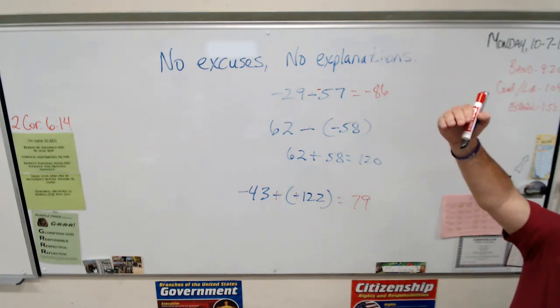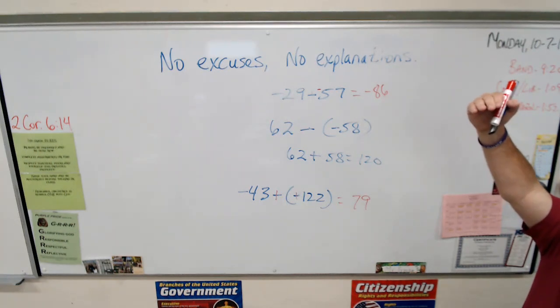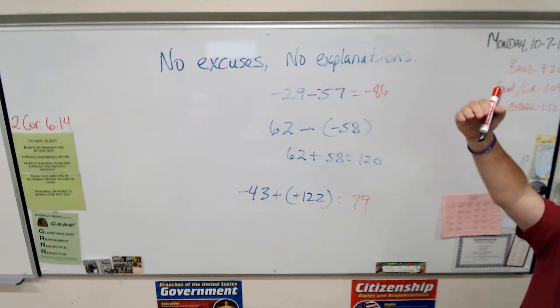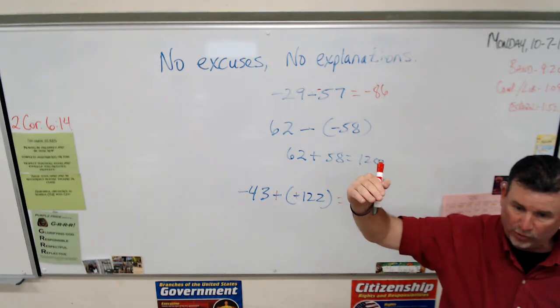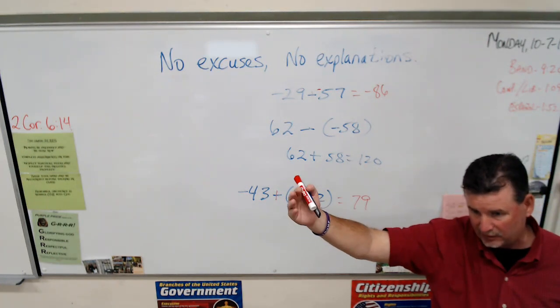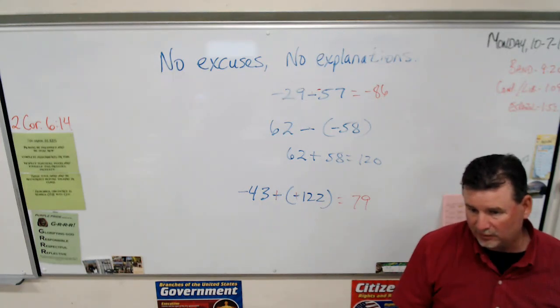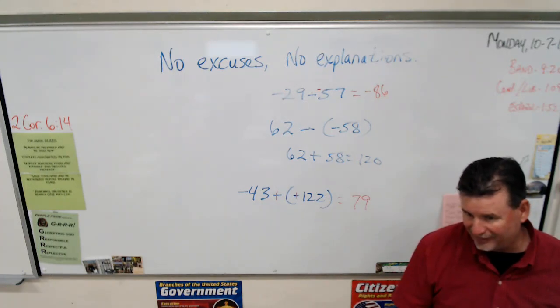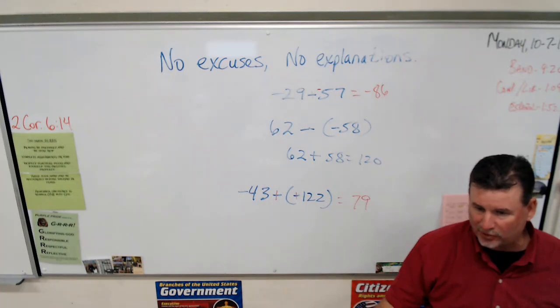Then it says it drops 22 feet for 3 minutes. 22, 22, 22, 66 feet. So what's 218 minus 66? 152. Cam, you get it? If it rises, you're going to add. If it drops, you're going to subtract.